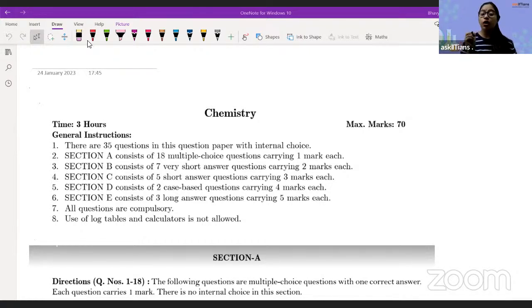Now, whenever we see any question paper, this is the major tip of the day: we need to understand the marks for each section. For example, section A has 18 marks devoted to it. The second section has 14 marks. The third section is 15 marks. The next section is 8. And the next section is again 15.